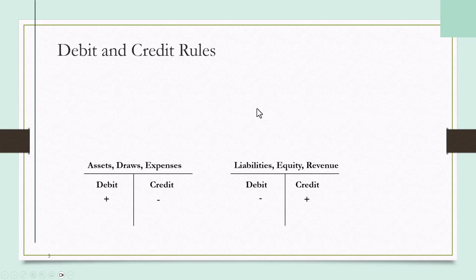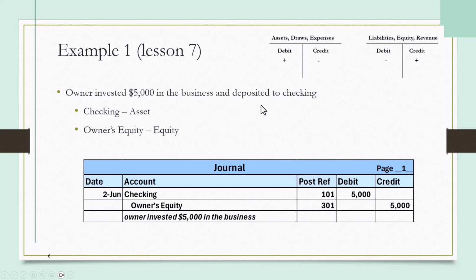And then just to bring together lesson 6 and 7, I want to go over 2 examples that I did. This was actually the exact same situation that I had in both lessons. The owner invested $5,000 in the business and deposited to checking. The checking account is an asset. We would be adding to checking, adding to an asset. That would be a debit according to the rules.